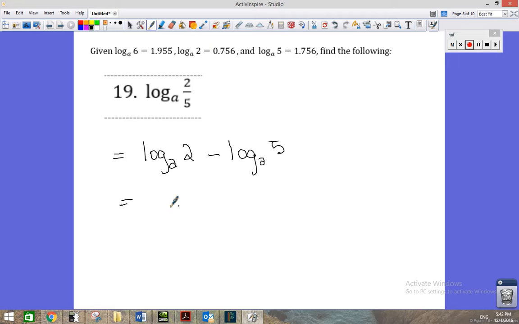Log base a of 2, this first value is 0.756, and this next value, if I try to emphasize that that's a, is 1.756. Well, even I don't need a calculator to see that that's a negative 1. Alright, so I hope that helps. Let's move on to the next one.